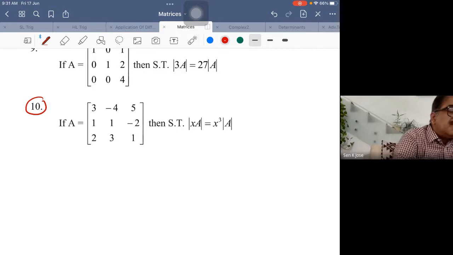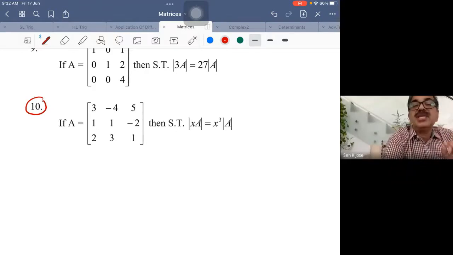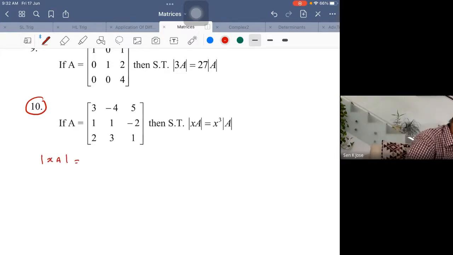Okay, so I need to do the left-hand side. The first thing I need to do is, Vedant, what should I do for the left-hand side? What is the first thing I need to do? Vedant. So first we have to multiply it by x because it is in the determinant. We have to multiply the matrix by x. Exactly. First, you should find x into A, then take its determinant. So I'm going to do that. Determinant of xA is equal to determinant of x times A.